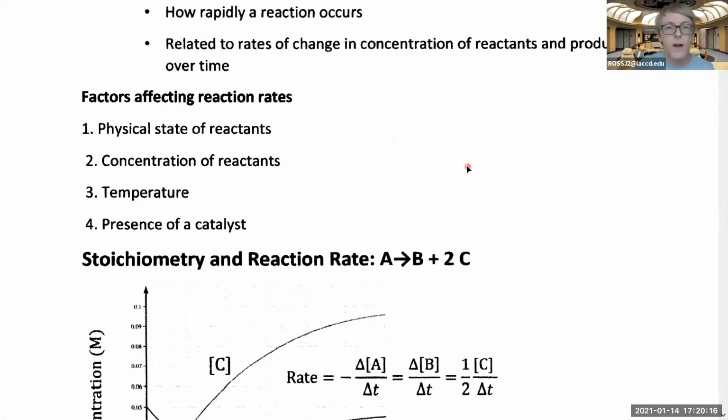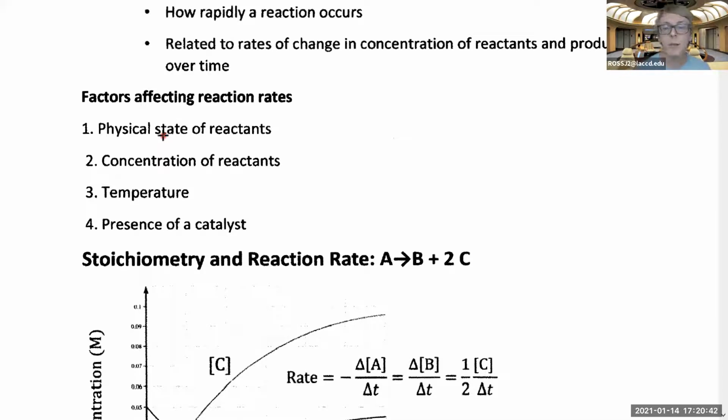Okay, so factors affecting reaction rates. We can have the physical state of a reactant. So the molecules have to be mobile in order to react. Obviously gases can react very quickly because they're very mobile. Liquids can react very quickly because they're very mobile. Solids react much more slowly because they're less mobile.